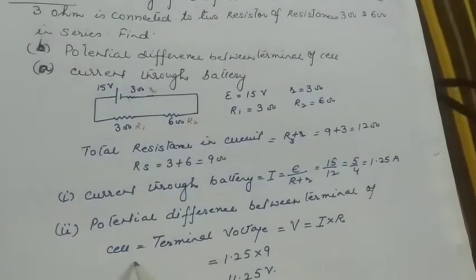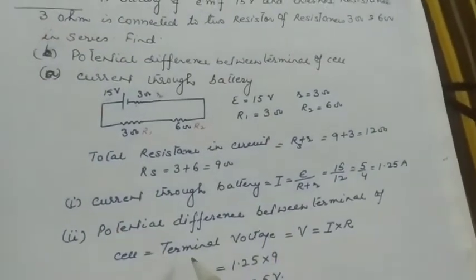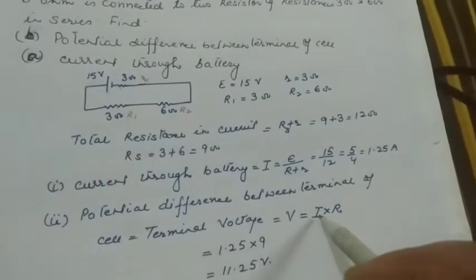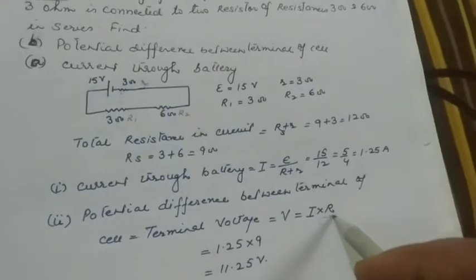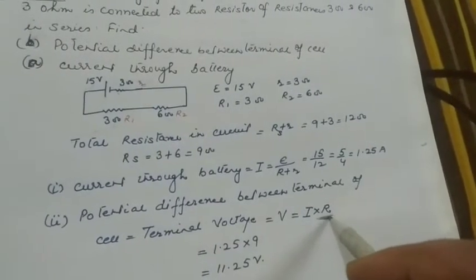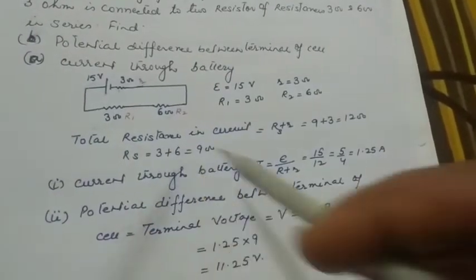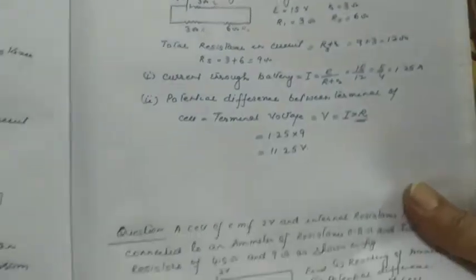Next is the potential difference between the terminals of the cell. What does it mean? It means the terminal voltage is required. You know terminal voltage is always associated with the external resistor. So the formula is V is equal to I into R. Remember that here you will consider external resistance only. So what is the external resistance? 3 plus 6, 9 ohm. So we can easily find out the terminal voltage.